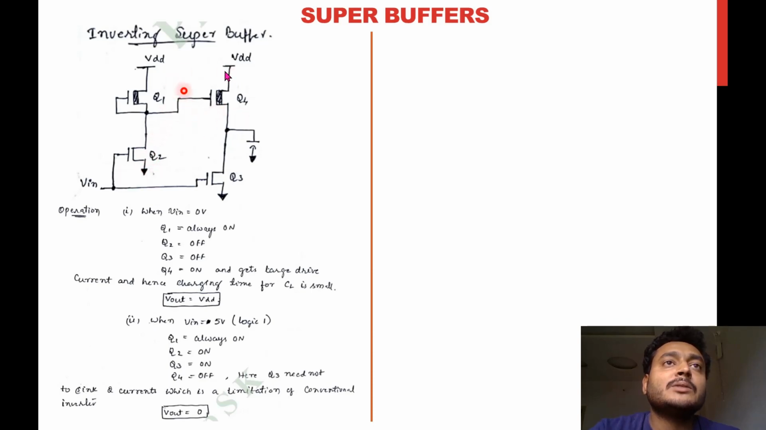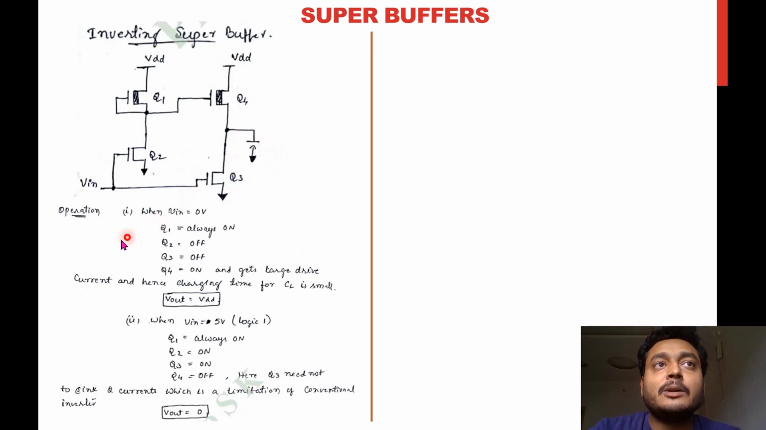Since this is 0, Q4 will turn off, and this switch, Q3, is on. Whatever the load capacitance is there will be discharged through Q3. In the previous case of our NMOS inverter, I told you whenever we apply Vin equal to 1, the NMOS transistor has to sink two currents, I1 and I2. Here there is no need to sink two currents because this is already off. Since it is off, it has to sink only one current. That means the discharging time is very fast, improved.